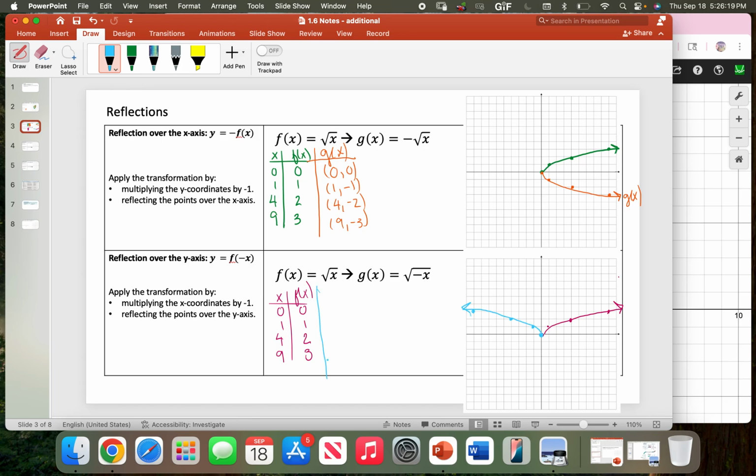If you want to see this on your table of values here, you'll see now instead we're going to be multiplying the x coordinates by -1. So 0, 0 is our original, -1, 1 is our reflection of that original 1, 1 point. 4, 2 is going to translate to -4, 2, and then this will map to -9, 3.